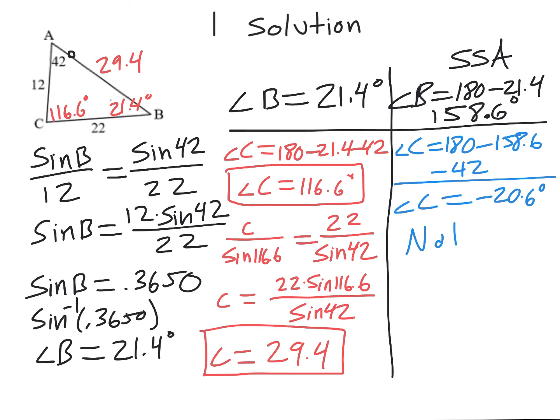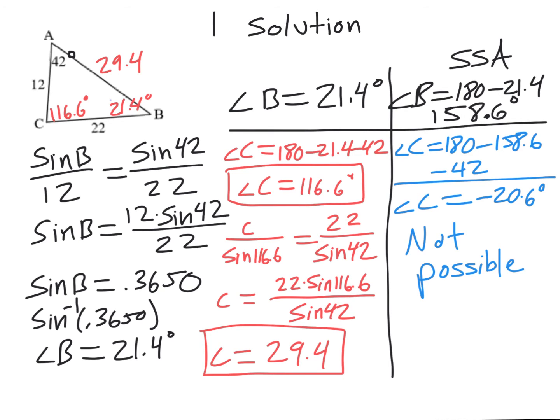I can stop right there and tell you that this case number 2, which would involve angle B being an obtuse angle at 158.6, is not possible. So this is a one solution. Case number 1, where my first missing angle B is 21.4, is the only possible case as to how this triangle could be constructed.